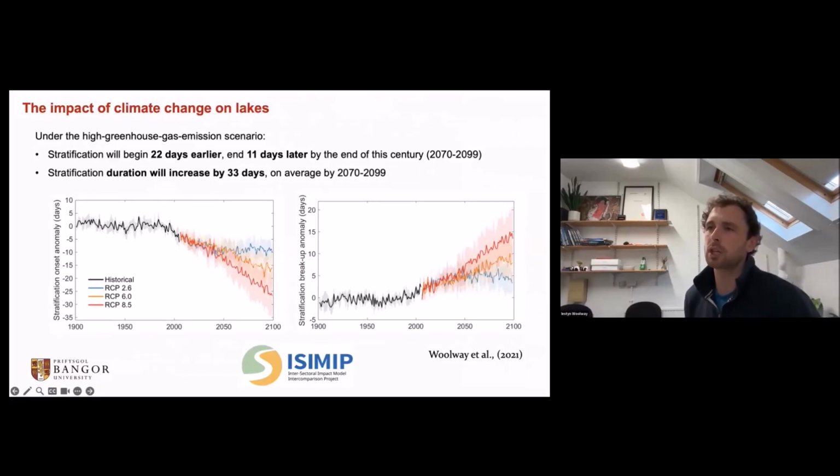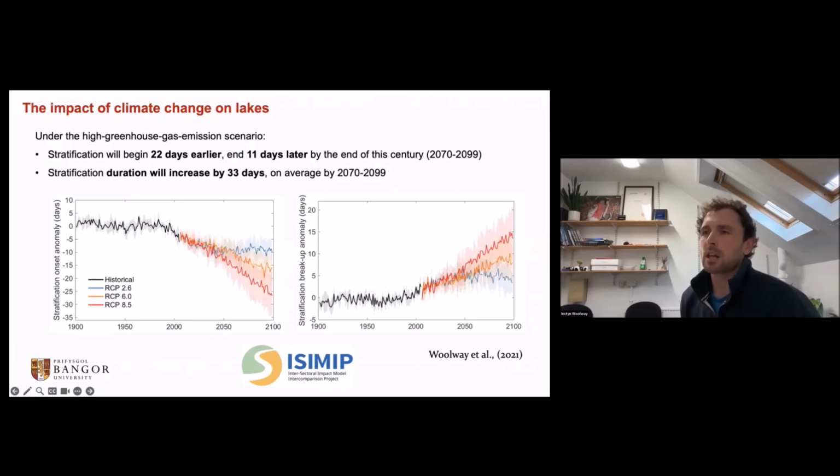So here I show changes in the different climate change scenarios, again, going from RCP 2.6 to 8.5, changes in the stratification onset, again, shown in anomaly, difference relative to the baseline period, and stratification breakup anomaly. We can see differences between the historical period in black and the different colors that follow. But some of the summary statistics from this analysis, again, this is a global analysis of stratification pattern changes.